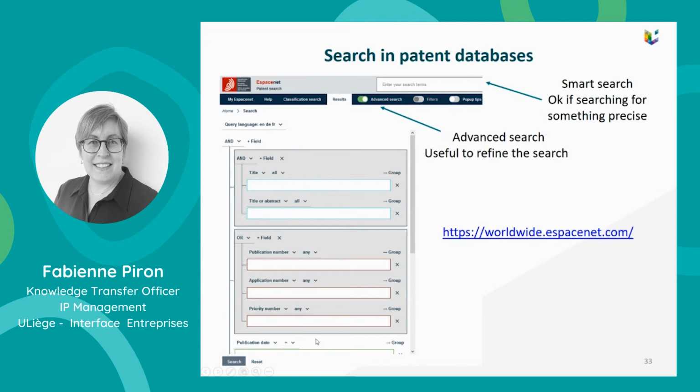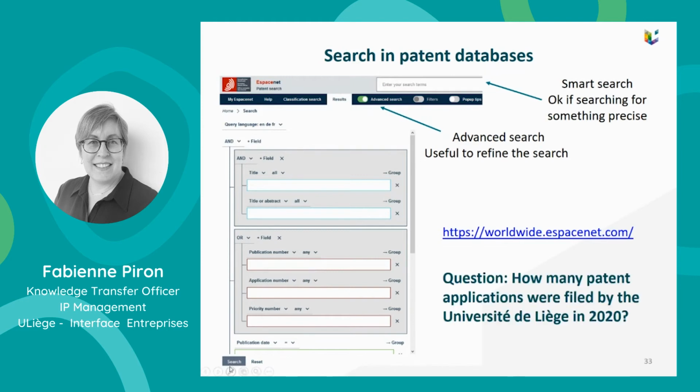Then you will have the opportunity to combine the different identifier fields. For example, you can combine keywords, or a combination of keywords with a date, a publication date, or perhaps with the name of an inventor or the name of a company. Then you will refine your search. So, how many patent applications were filed by the Université de Liège in 2020?